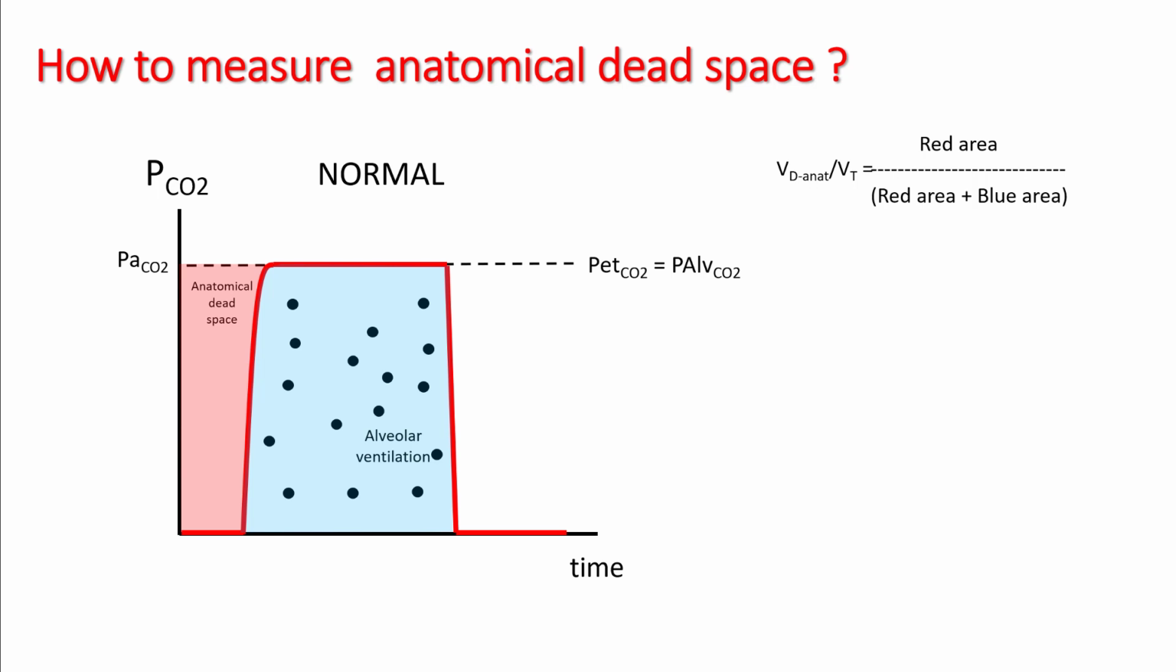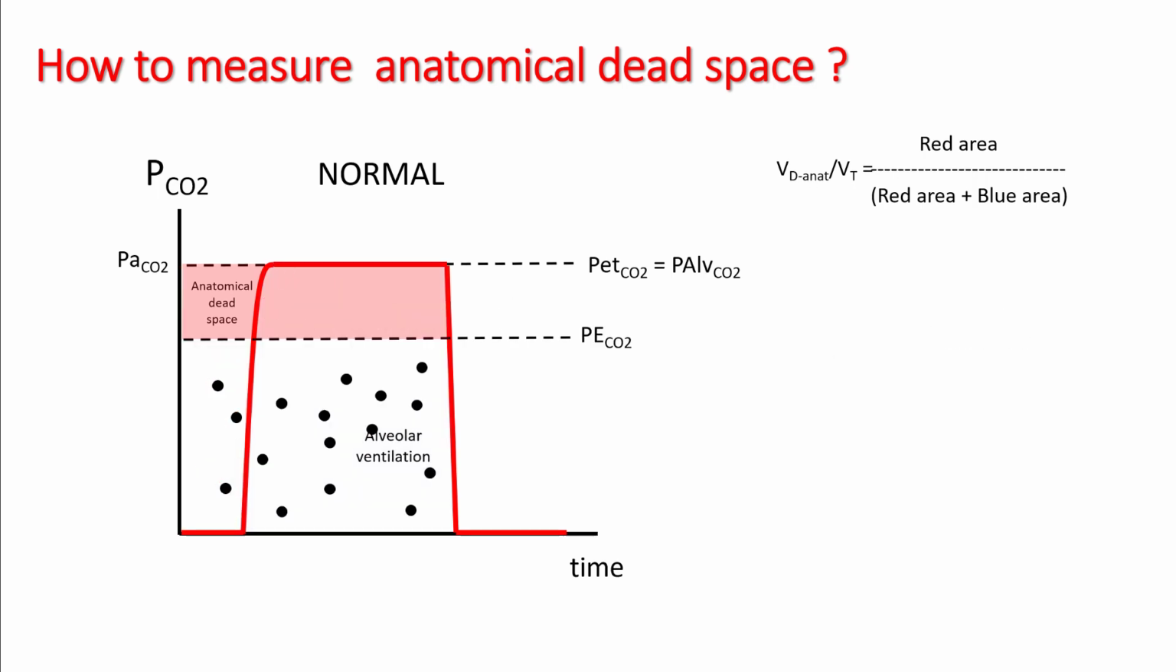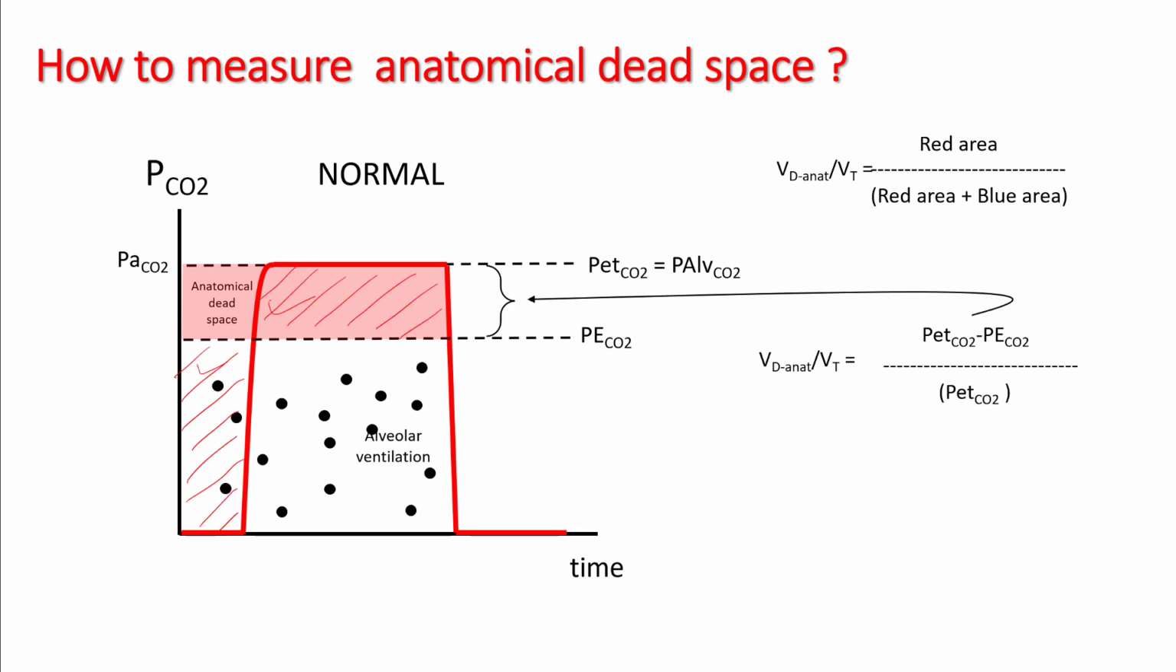You know that in a normal capnogram, your P arterial CO2 would be approximately equal to P alveolar CO2, which will be equal to P end tidal CO2. If you draw a horizontal line so that the area of this rectangle is equal to the area of this rectangle, that line will represent P end expiratory CO2. And the difference between the P end tidal CO2 and P end expiratory CO2 would give you the proportion of anatomical dead space.